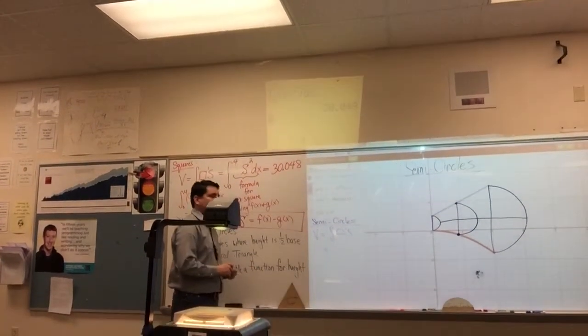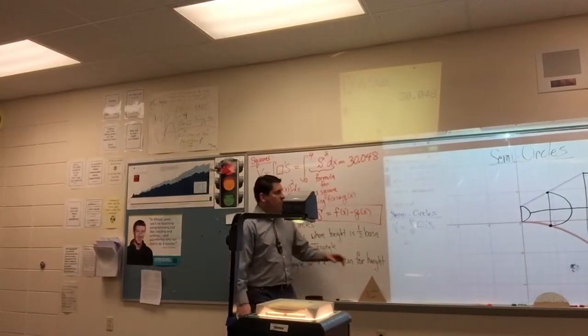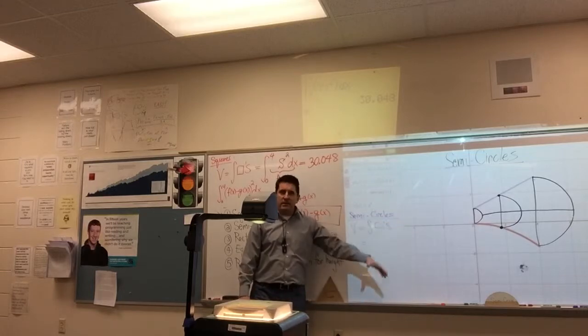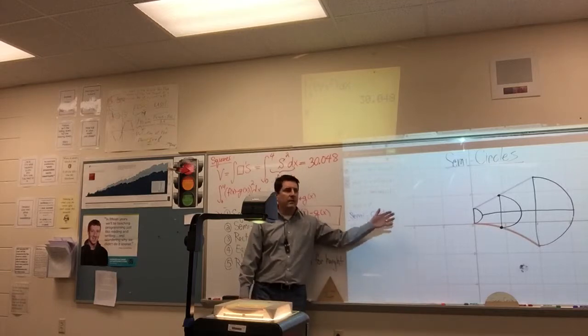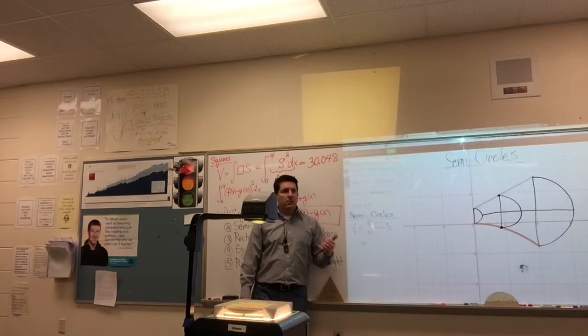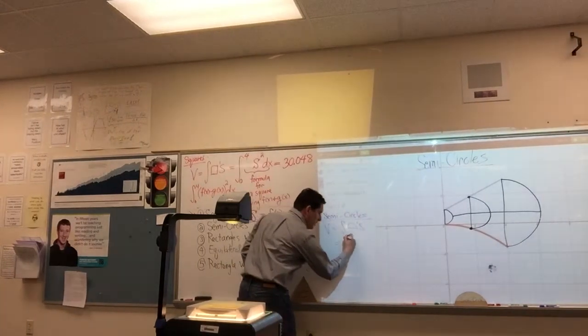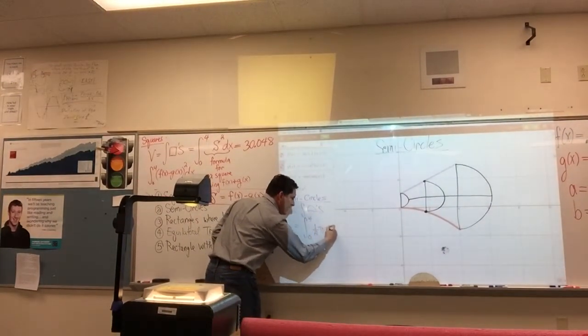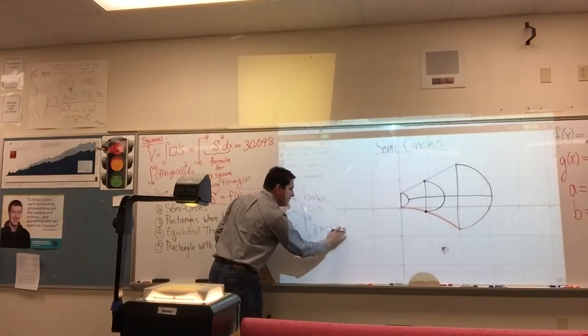By identifying that, you're identifying what shape you're using, and then it lets you know the formula that you need. So I need the formula for the area of a semicircle. It would be 1/2 pi r squared. Okay, so watch this. We're going to take the integral from 0 to 4 of 1/2 pi r squared, and I'm going to put the dx in there.